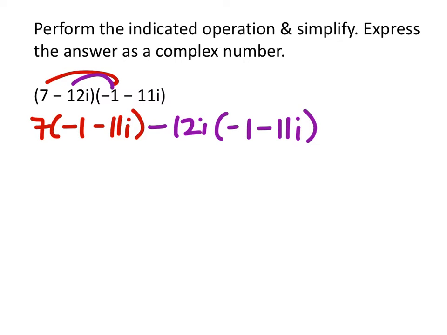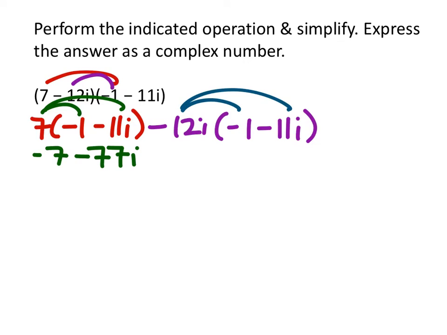Well, this allows us to distribute these. 7 times negative 1 is negative 7. 7 times negative 11i is negative 77i. And then we'll distribute the negative 12i into the parentheses as well. So plus 12i plus 132i squared.